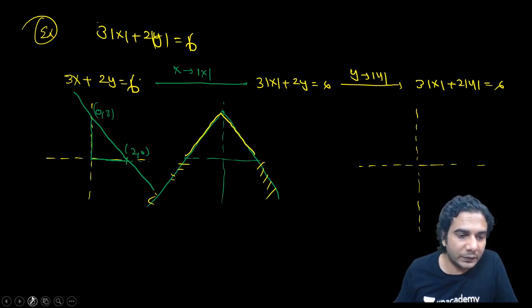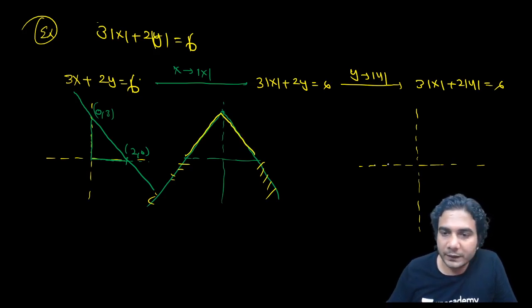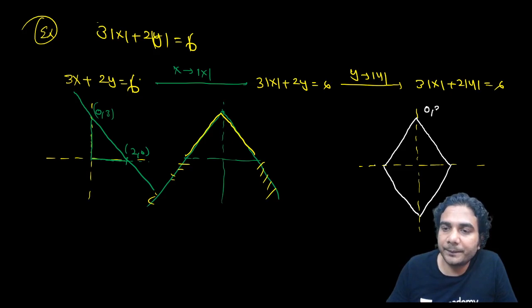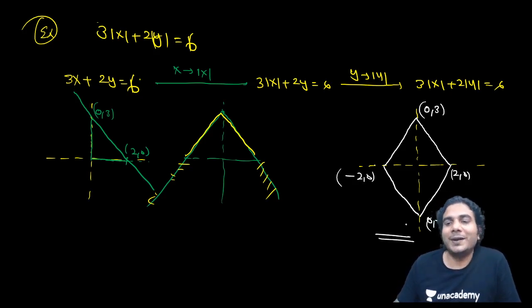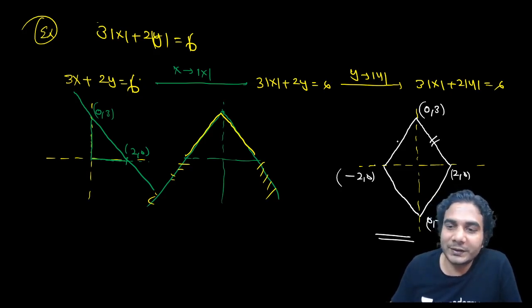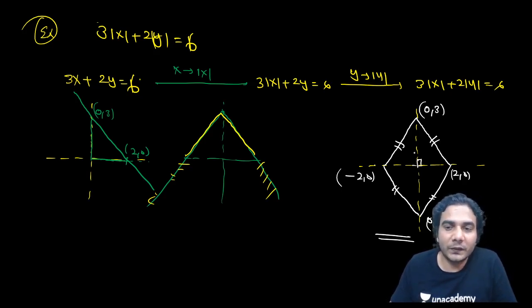So the image of this is going to be: this is 0, 3. This is 2, 0. This is minus 2, 0. This is 0, minus 3. So now it's a rhombus, right? All 4 sides are equal, but it's not a square. And the diagonals intersect at 90 degrees. So yes, of course, it's a rhombus.